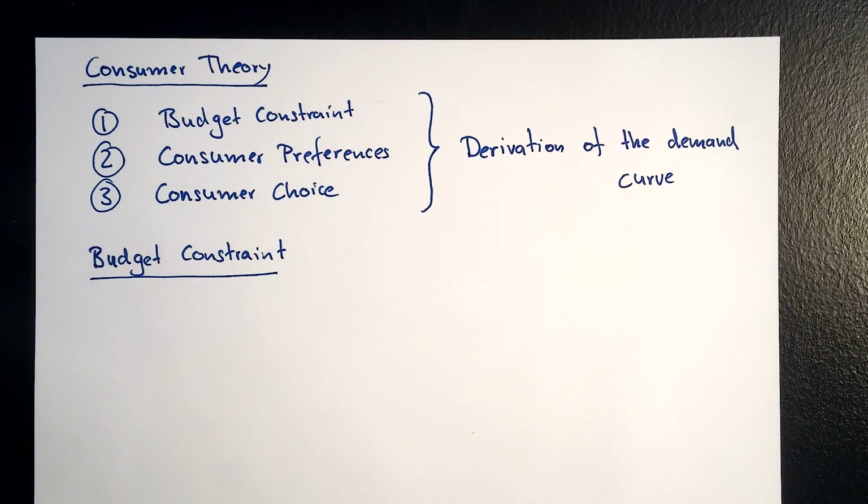Next, we are going to talk about consumer preferences, which indicate what the consumer likes. Here, it is very important to keep in mind that consumer preferences do not depend on the budget. You can have preferences for a good which you cannot afford. It is only in the third part that we are going to look at consumer choice. So what does the consumer actually purchase given the budget constraint and given consumer preferences? So let us start with the budget constraint.